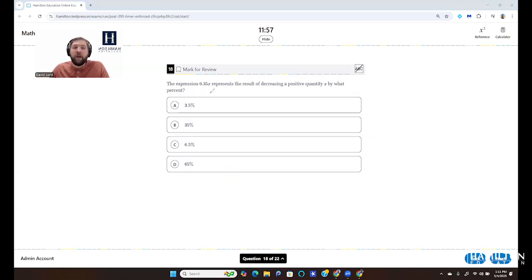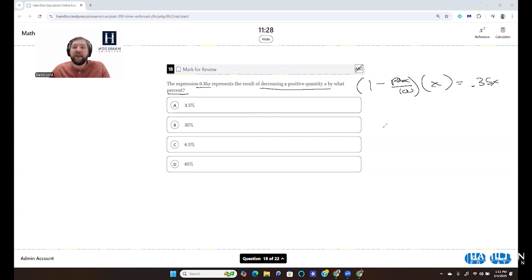Question 18. The expression 0.35x represents the result of decreasing a positive quantity x by what percent? So this is a percent decrease. Again, if you got stuck on this question, review the lesson on percent decreases. What we do for percent decrease is we always write 1 minus the percent decrease over 100 times the starting amount, which is x. And then we put it equal to the final amount, which, they told us, is 0.35x.